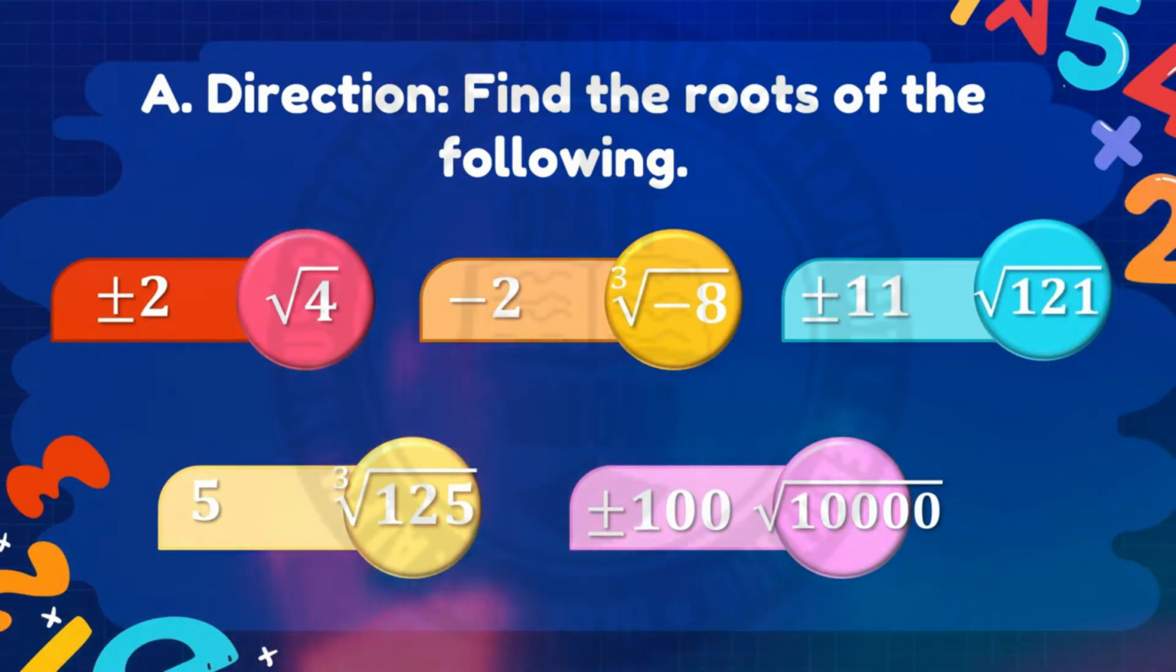Remember, if you're going to find the roots of an even root, such as square root, fourth root, sixth root, etc., always give the positive and negative roots. But if you're going to find the roots of an odd root, such as cube root, fifth root, seventh root, etc., follow the sign of the given radical.